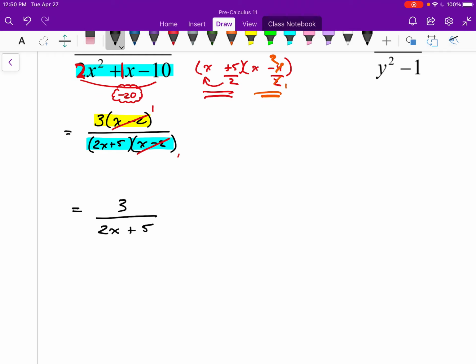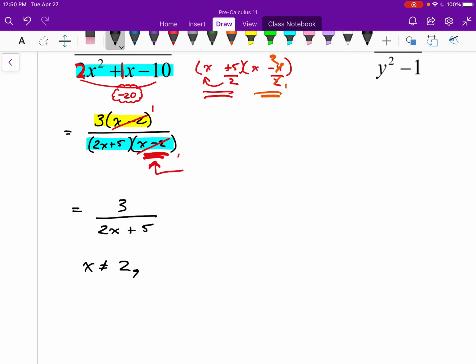That said, what are my restrictions? Well, one of them went back to this factor of x minus 2. If x equals 2, that factor there would become 0, and 0 times anything else in the denominator becomes 0. So one of my restrictions is x cannot equal 2.